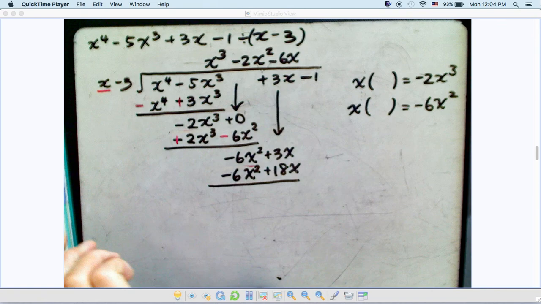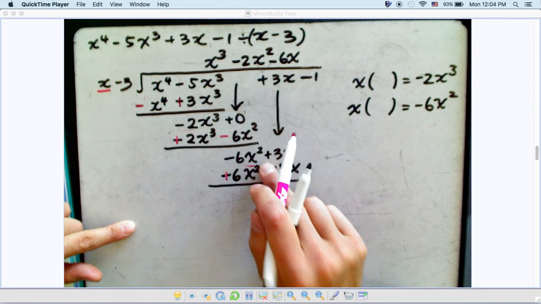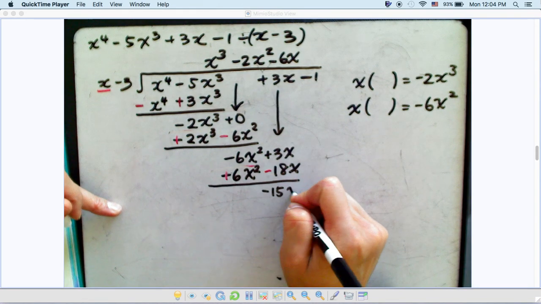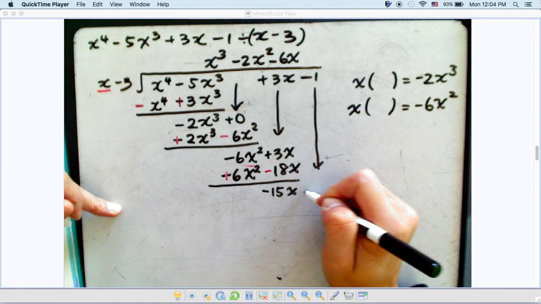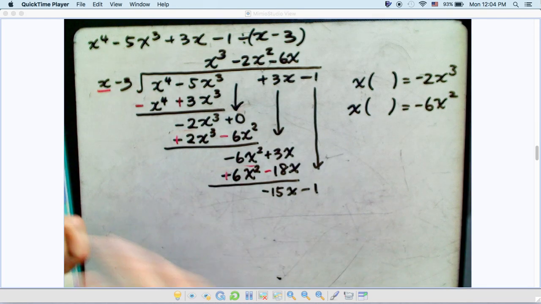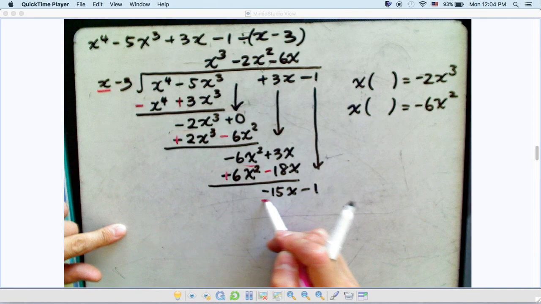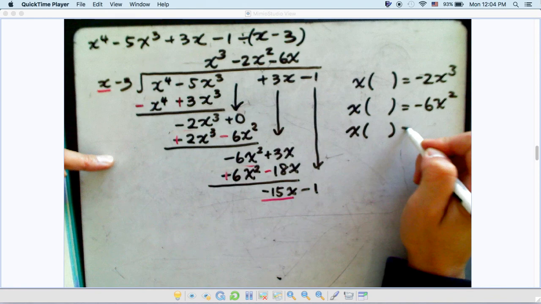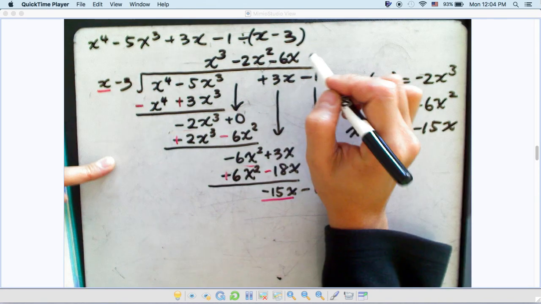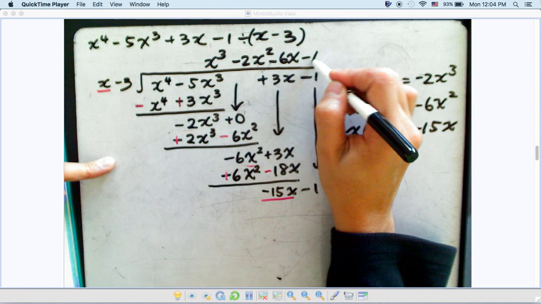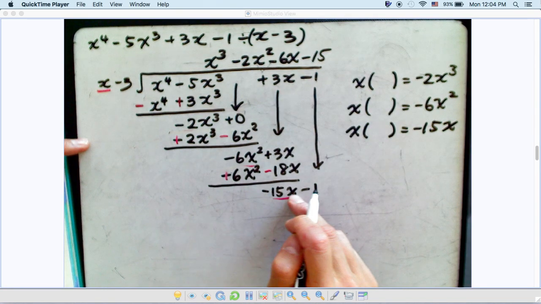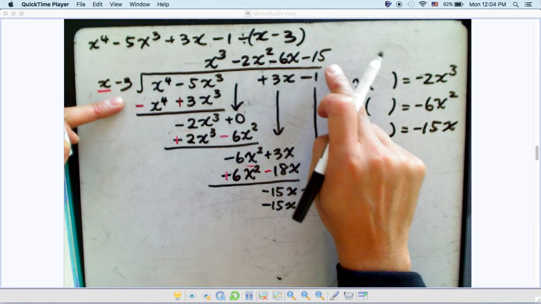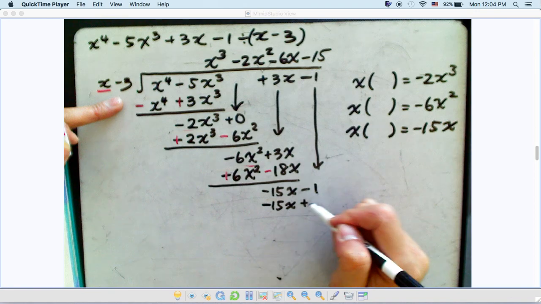Now you're going to subtract. So we'll have negative 15x. Drop minus 1. Now you think about negative 15x times what gives you x. So x times what is negative 15x? Of course it's negative 15, so it will be negative 15x times minus 3 times negative 15 will give us positive 45.